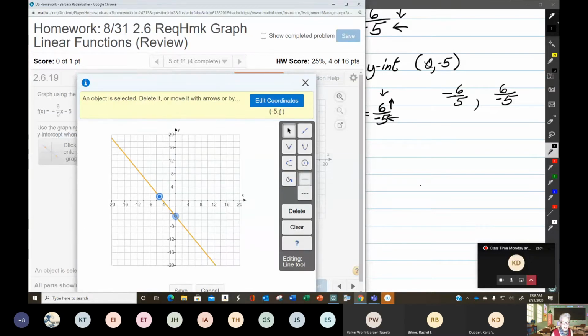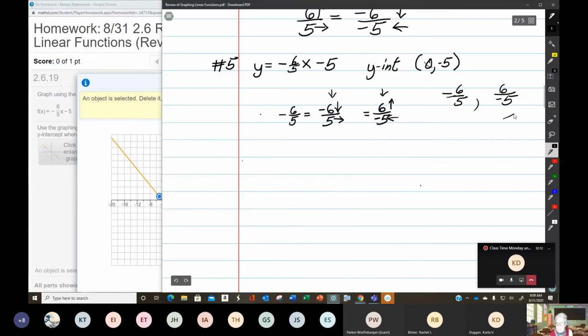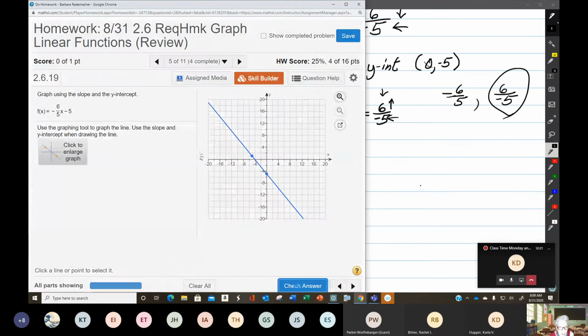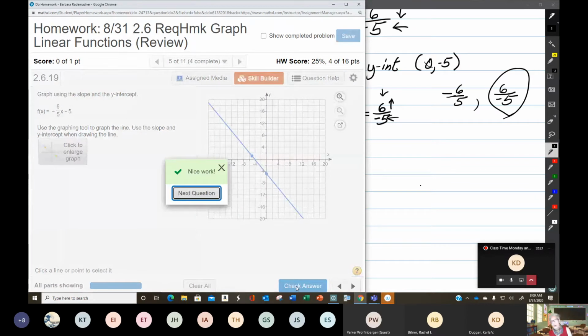Okay. Edit coordinates. Okay, it's going to let me edit. I wonder if that's a hint. Okay, -5. Now I chose to go up 6 and to the left 5. Now maybe it doesn't like that. Let's see. Oh, okay, it took it. Kind of got nervous there when it said edit coordinates. It's like, hey babe, you got it wrong. But I got it right.